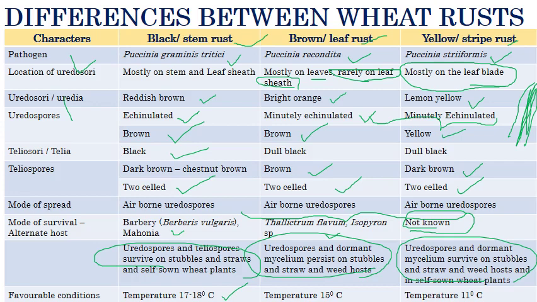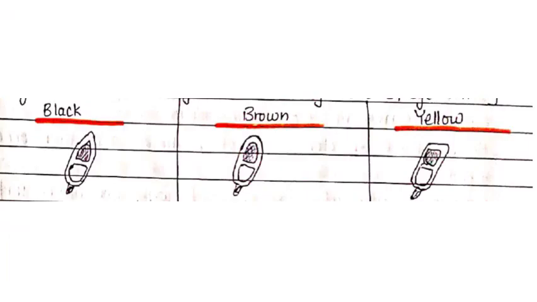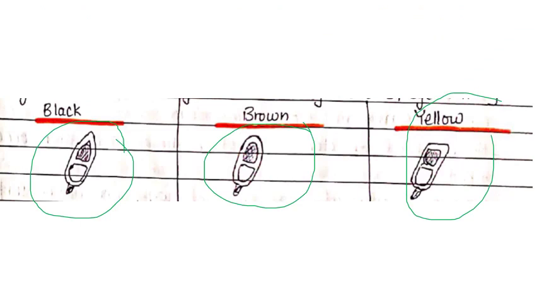So coming to the brown rust or leaf rust, it requires 15 degrees centigrade, whereas yellow rust requires 11 degrees centigrade as favorable conditions. So coming to the telial characters, we can see different types of teliospores. Both are double-celled, but at the top end we can see some erect or sharp-like structure at the end of black rust teliospore, whereas in brown rust teliospore a slightly curved end can be seen.